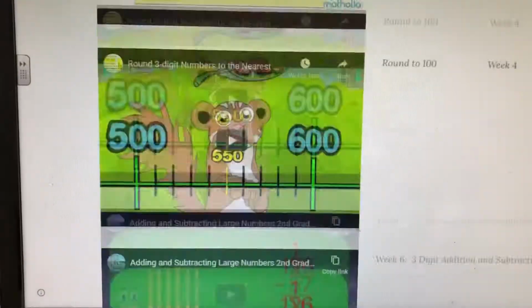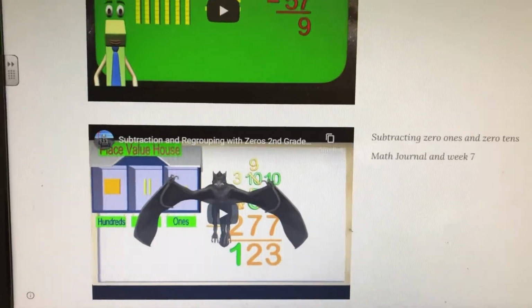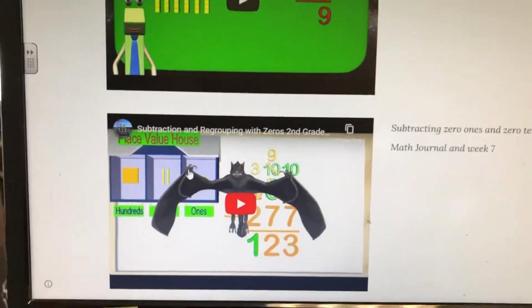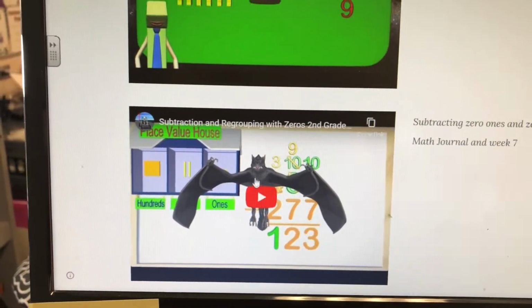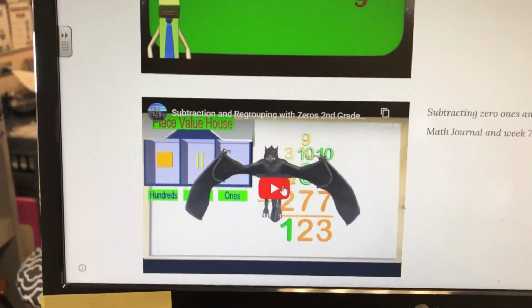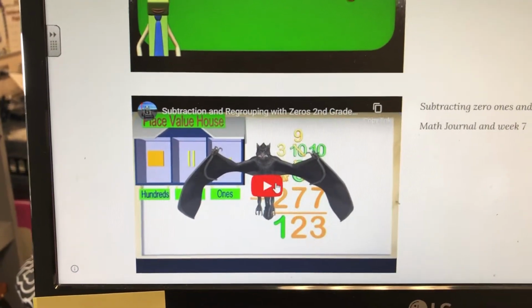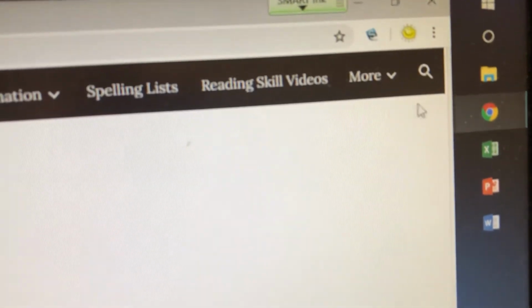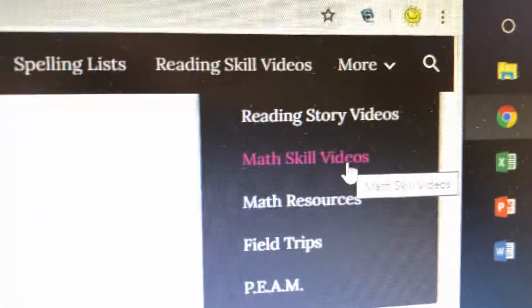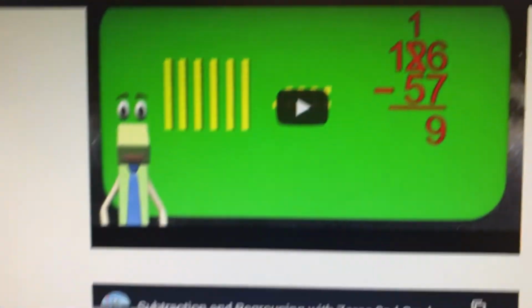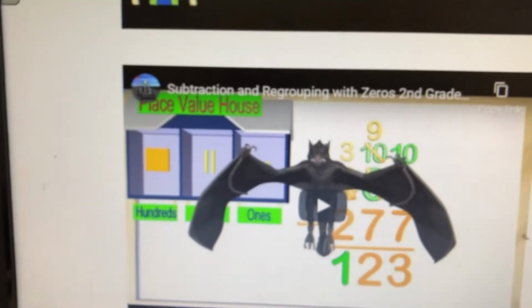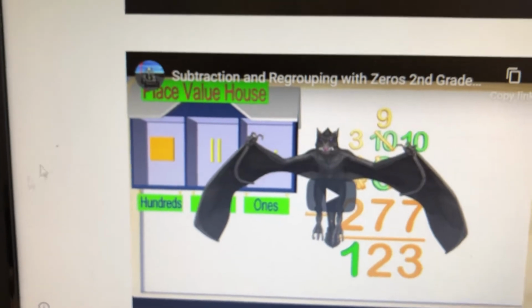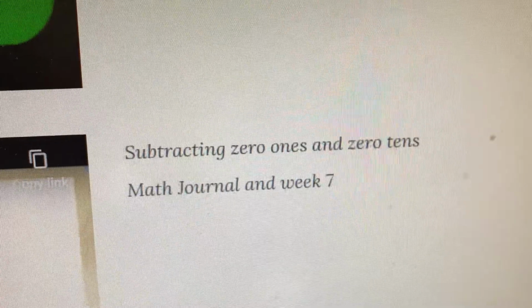So I want you to scroll down to my little YouTube boyfriend, and it's got a bat on it. And you'll see him, but this is our dragon, I think. This is his pet dragon. So you go under More on the second grade learning page website, and you highlight math skill videos, and then these come up. And like I said, if you haven't been to this page, you'll probably want to. And it's the very last video. It's called Subtracting 0 1s and 0 10s.